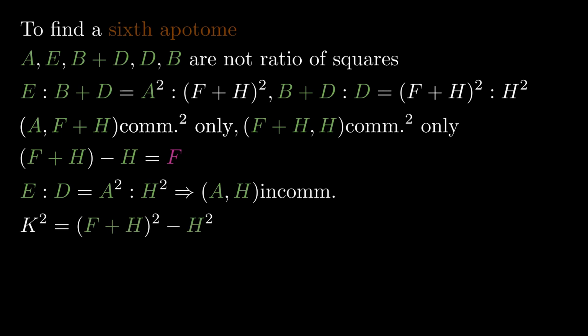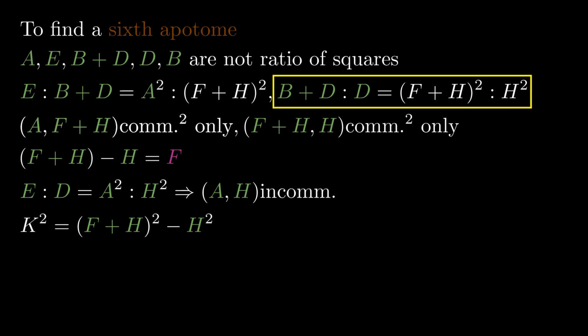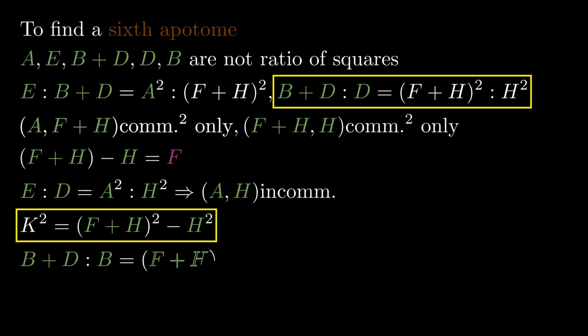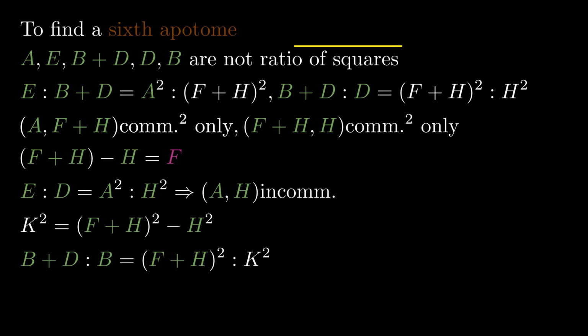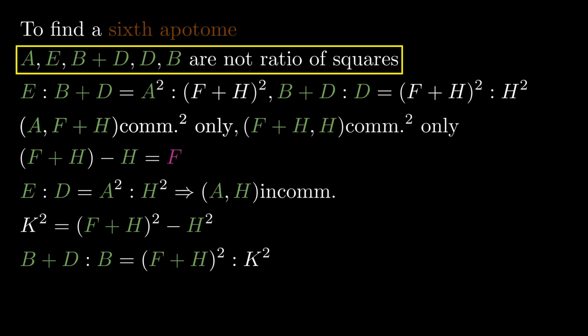Let K squared equal F plus H squared minus H squared. Since B plus D to D is proportional to F plus H squared to H squared, B plus D to B is proportional to F plus H squared to K squared. B plus D to B is not a ratio of square numbers, so neither is F plus H squared to K squared, so K and F plus H are incommensurable.